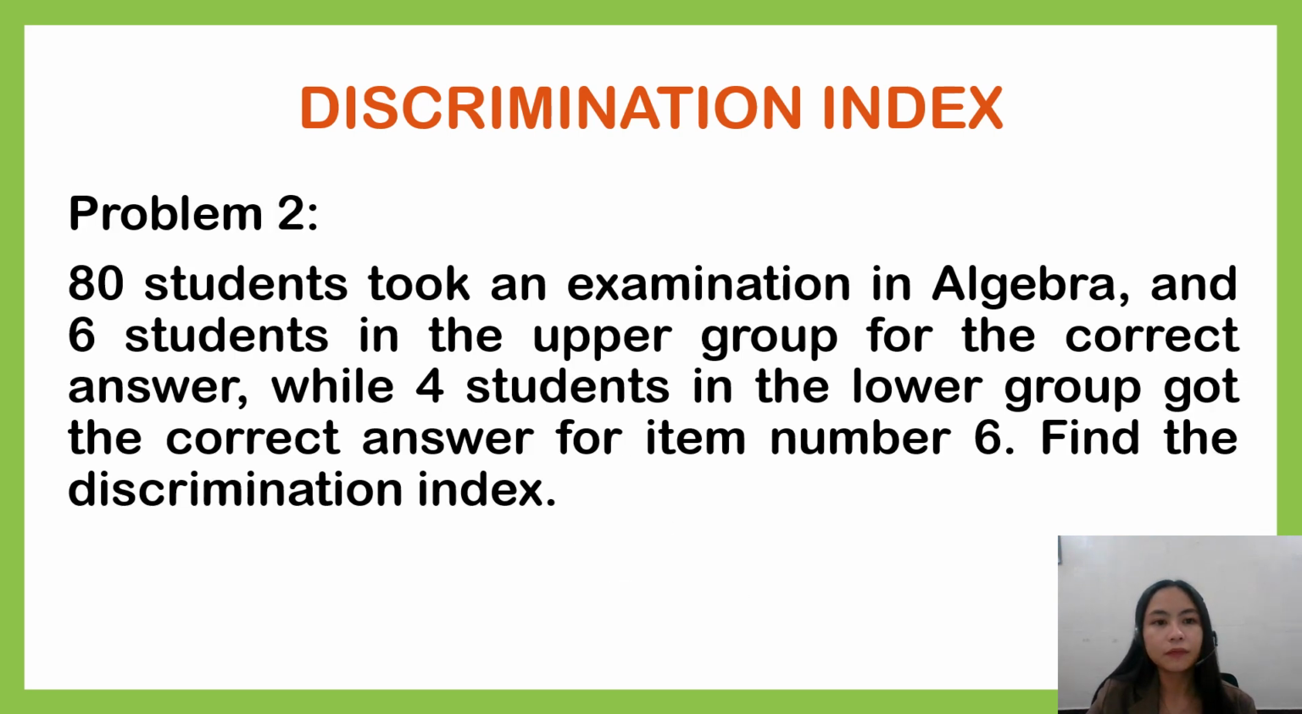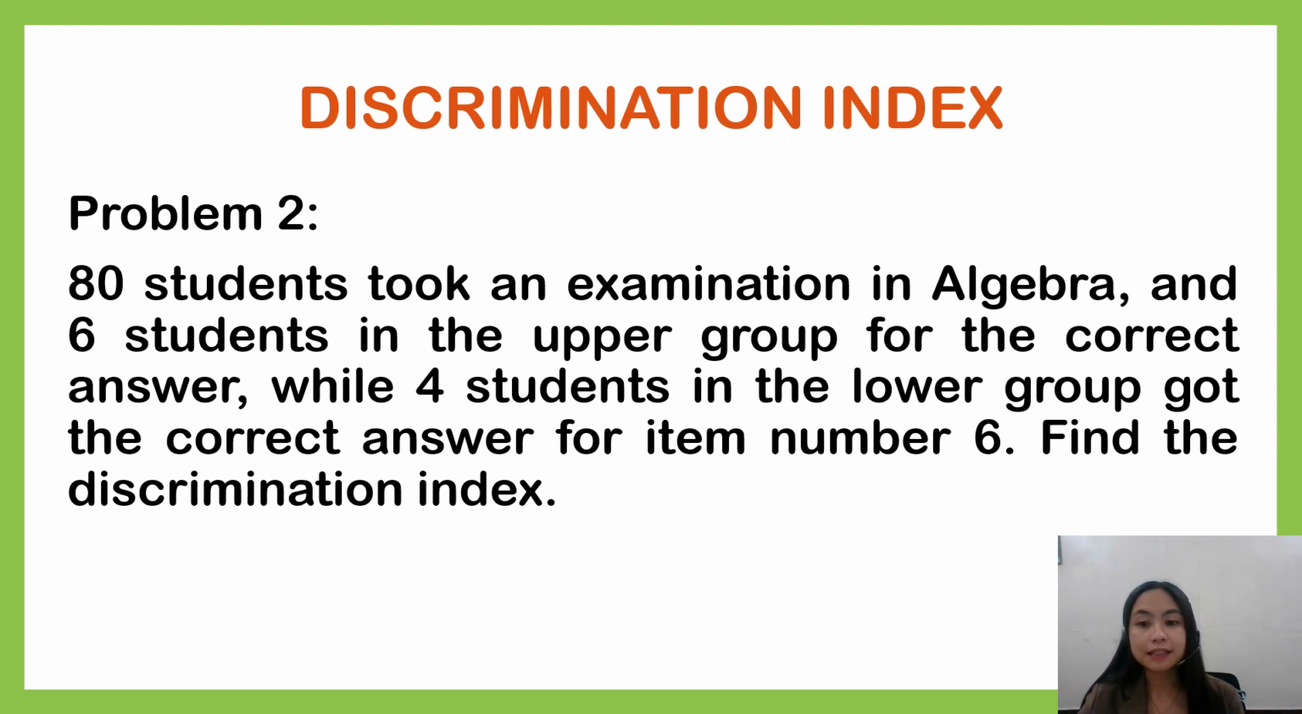Next. So, the problem number 2, 80 students took an examination in algebra and 6 students in the upper group got the correct answer. And while 4 students in the lower group got the correct answer for item number 6. So, find the discrimination index. No? So, anong difference ng dalawang yon? Yung dalawang problem. Si problem 1 at saka ni problem number 2.